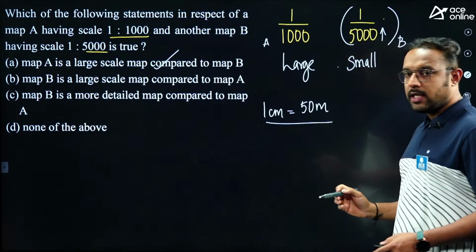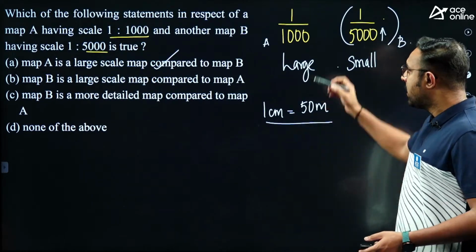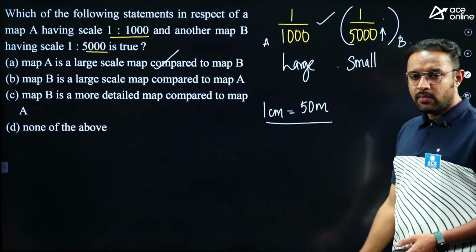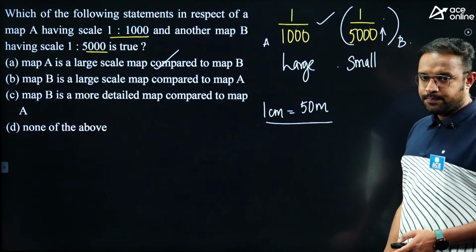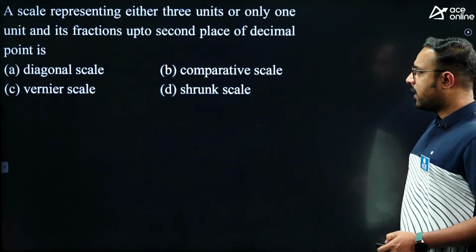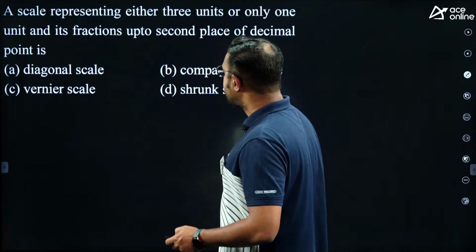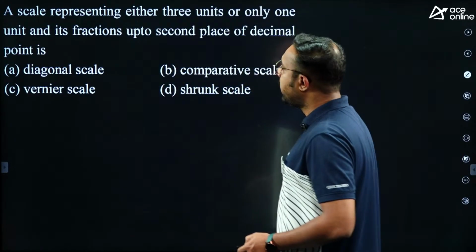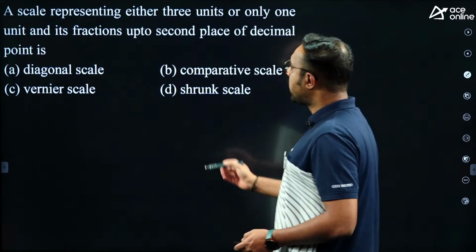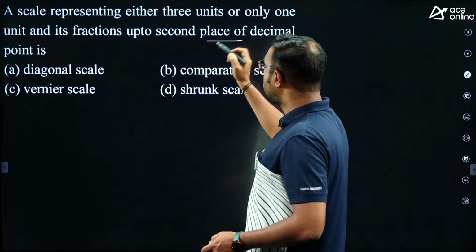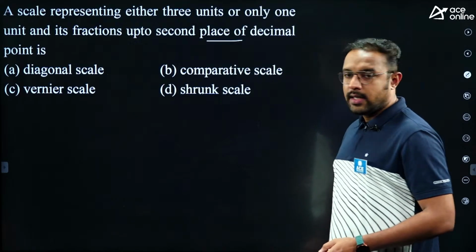That way of representation is known as engineer scale. We know that. This way of representation is our representative fraction. That's it. Next question, let us see. Right, so here we can see a scale representing either 3 units or only 1 unit, and its fractions up to second place of a decimal point is called as dash.